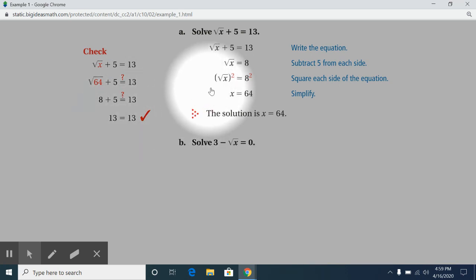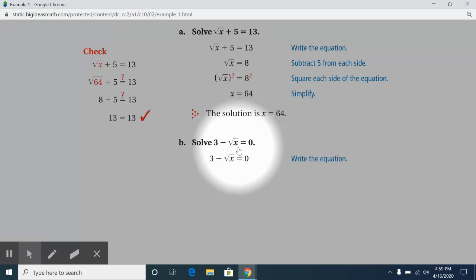All right, let's try one where there's a specific rule that we have to use. There's a couple ways we could do this. The easiest way is the way the book shows, which is to refrain from using negatives at all. Why don't we just add the square root of x to the other side of the equation? Which is entirely possible.